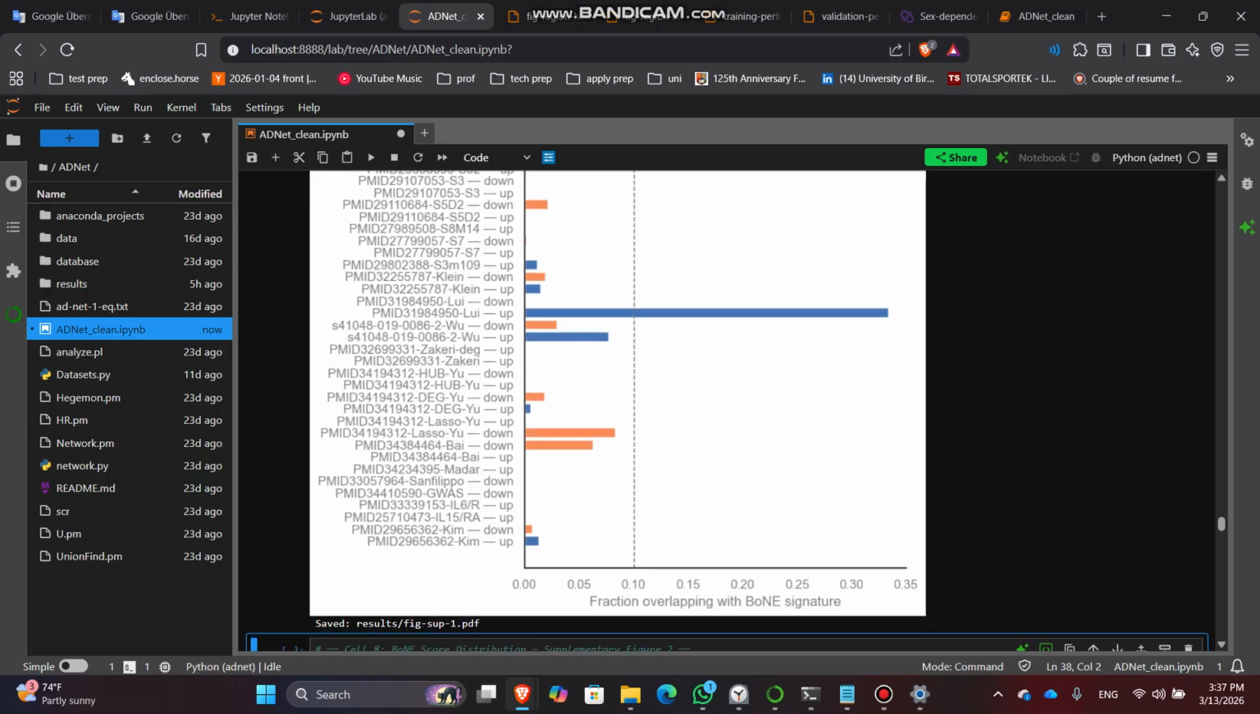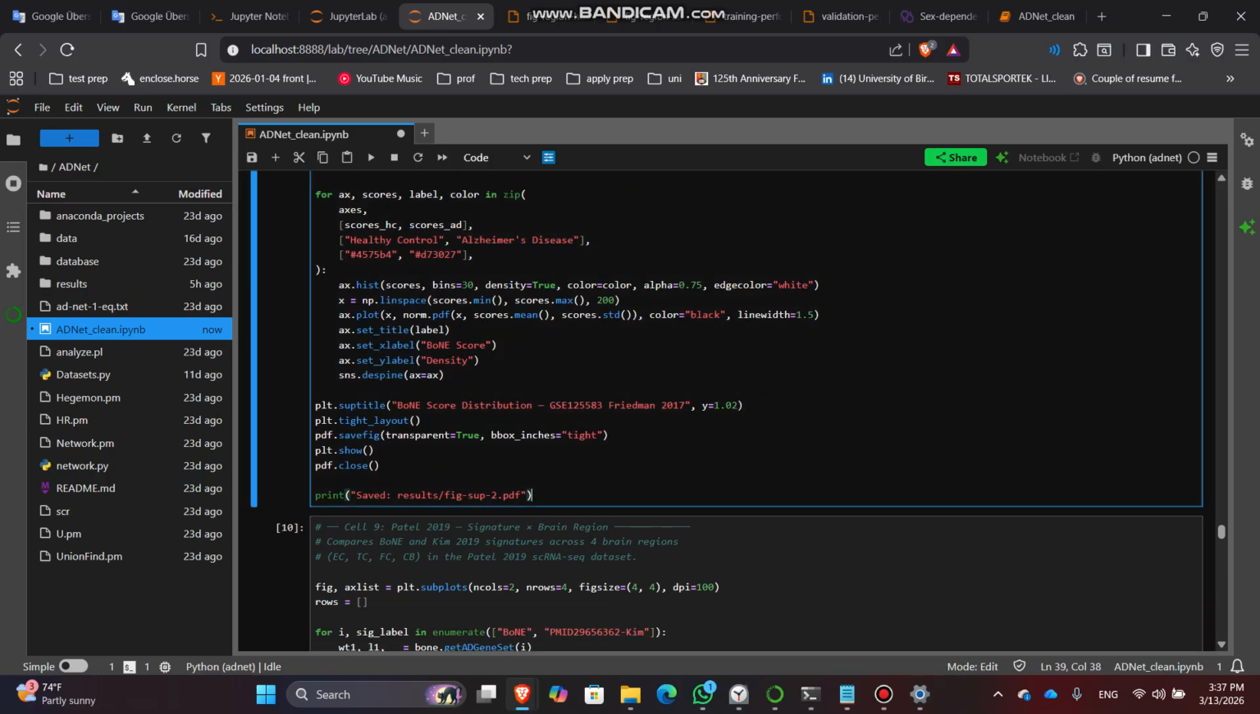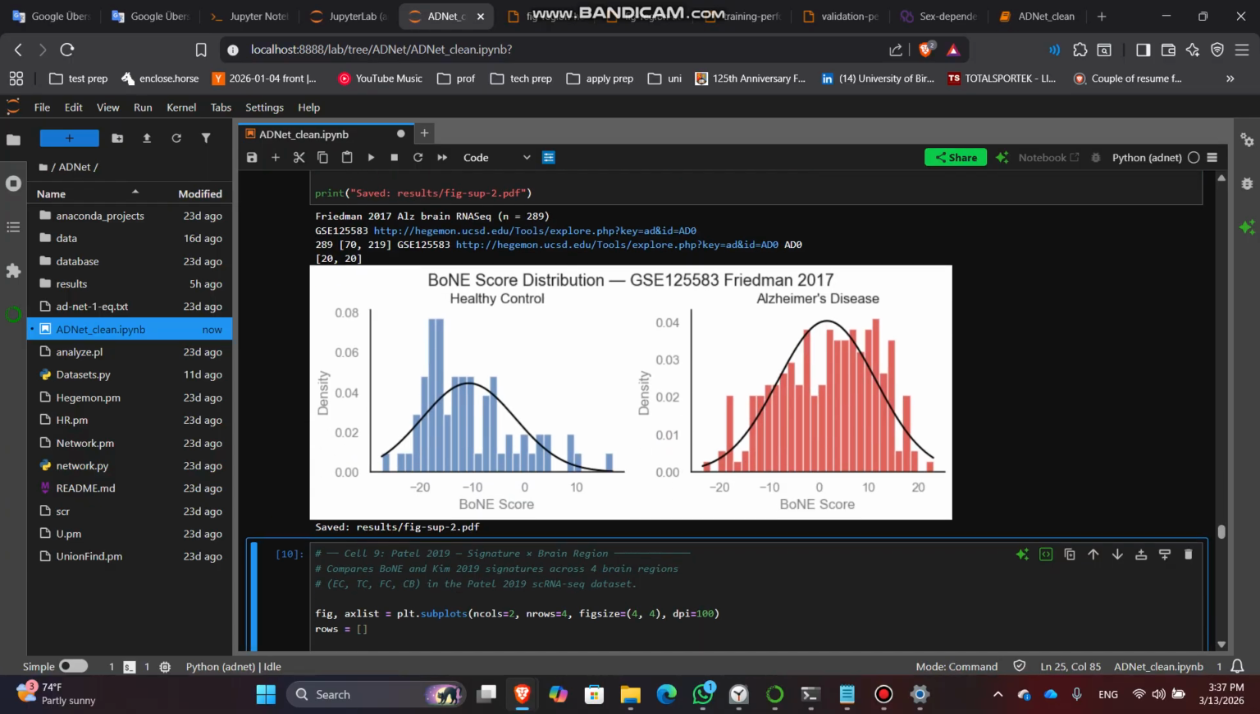This is fraction overlapping with bone signature, and this is the bone score distribution.